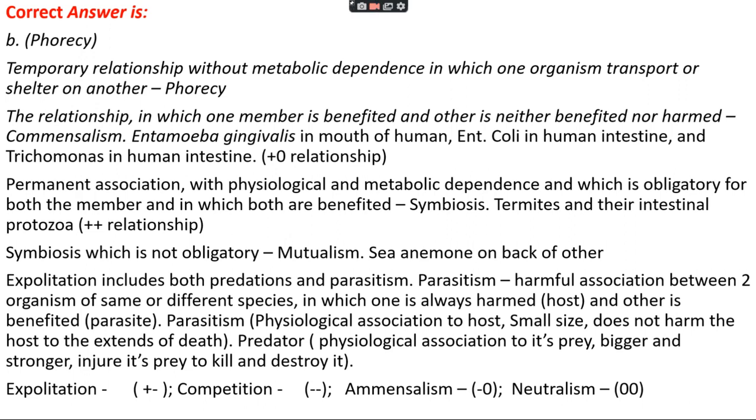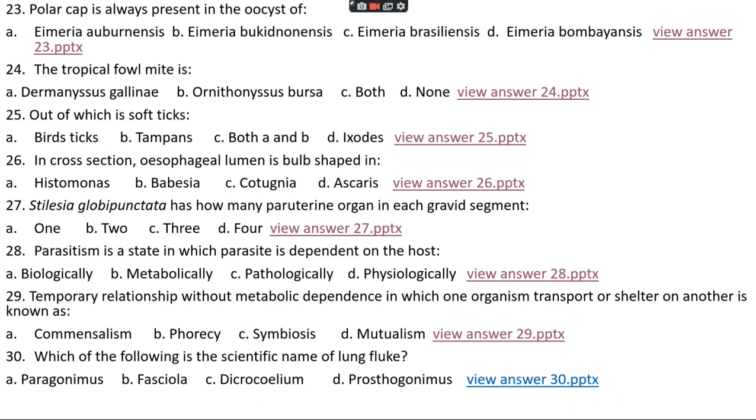Okay. If we see these exploitations, one gets benefited and one gets a loss, so it is a positive-negative relationship. In competition, both are in a negative relationship, because of competition both are harmed. In amensalism, one is totally at a loss and the other is neither at a loss nor benefited. In neutralism, neither is affected by their association. So it is a zero-zero relationship.